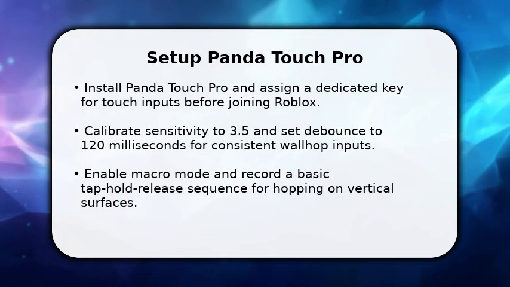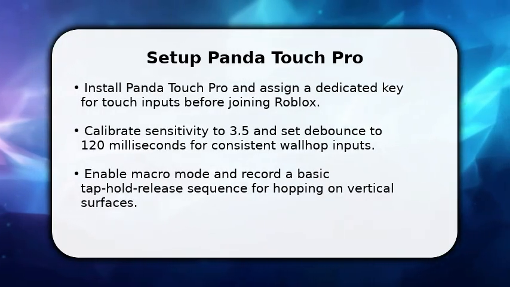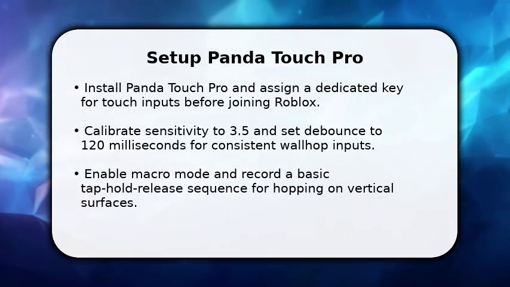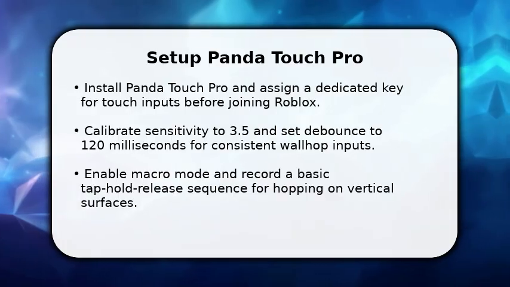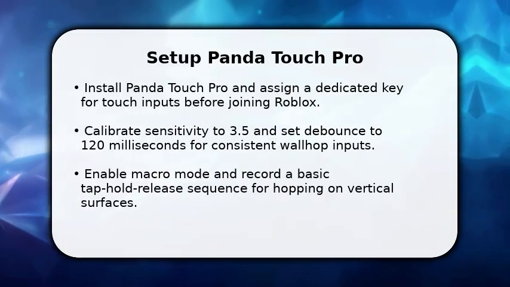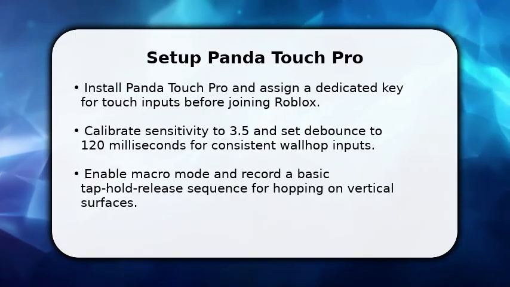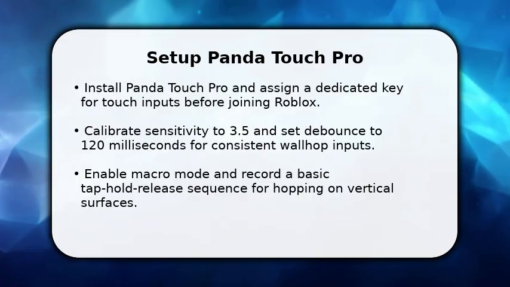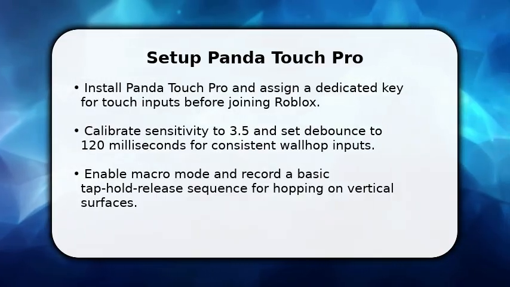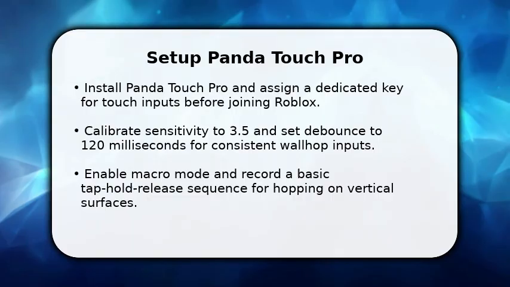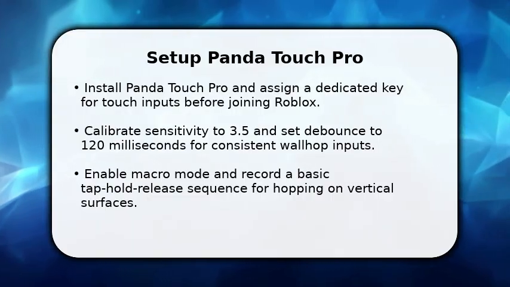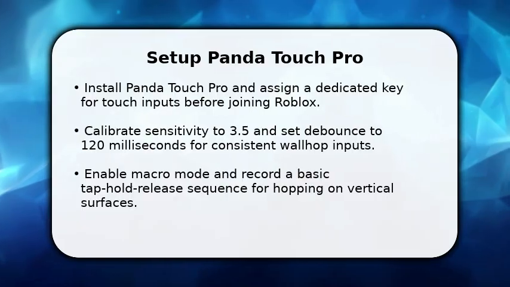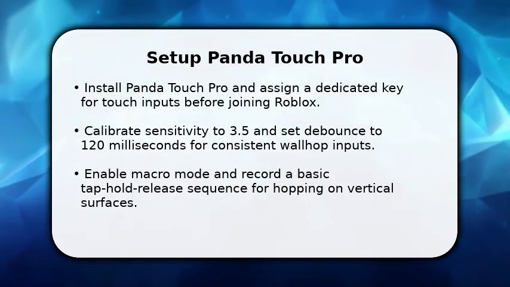First, install Panda Touch Pro software and plug the device into your computer. Open Roblox and assign a dedicated key for touch inputs before joining any server. Next, calibrate sensitivity to 3.5 and set debounce to 120 milliseconds for consistent wallhop inputs. Then enable macro mode inside the Panda app and record a basic tap-hold-release sequence for hopping on vertical surfaces.